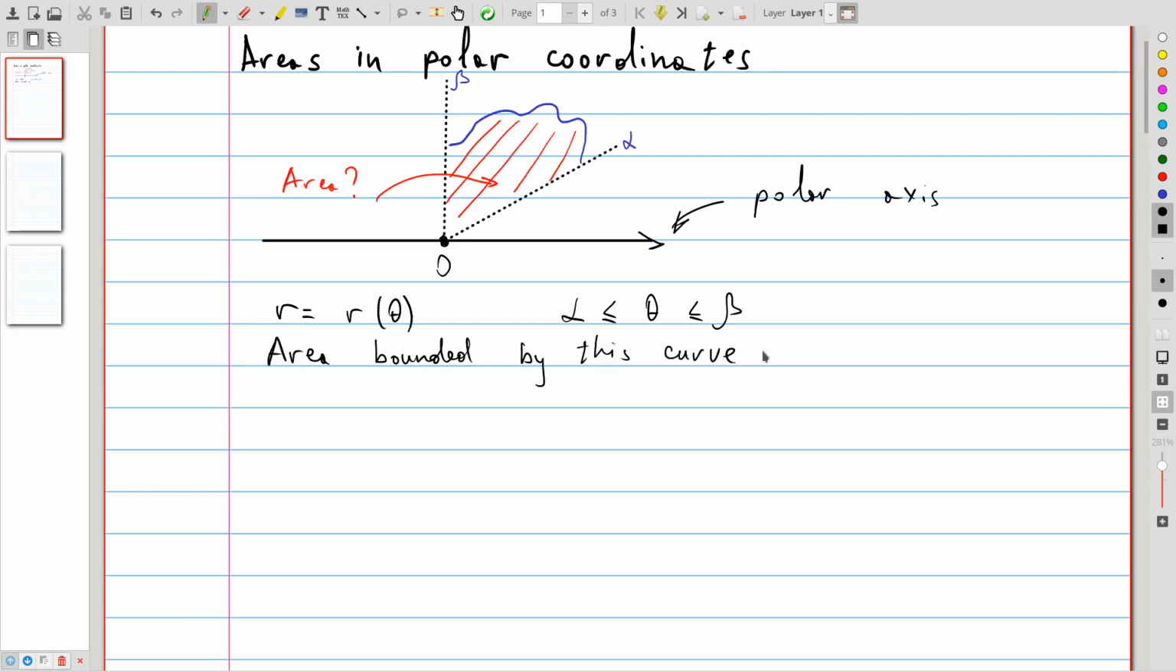First I will give you the formula, and then I will explain to you why this formula is valid. So the area A is given by the integral from alpha to beta of 1/2 r of theta squared d theta.